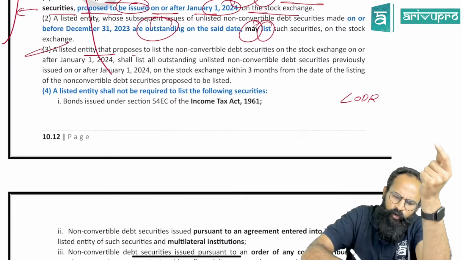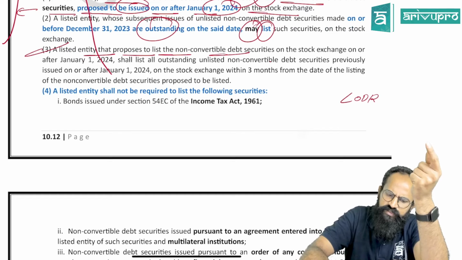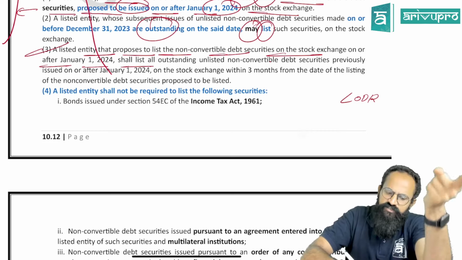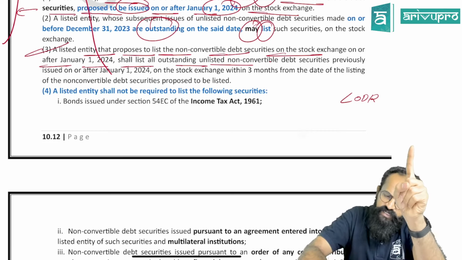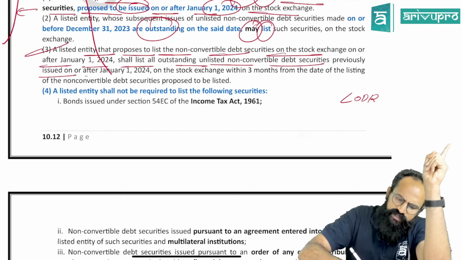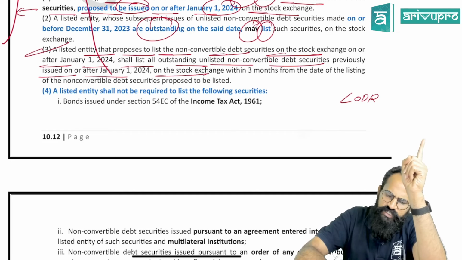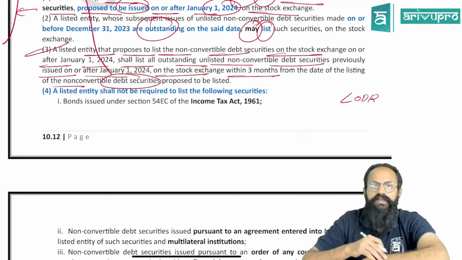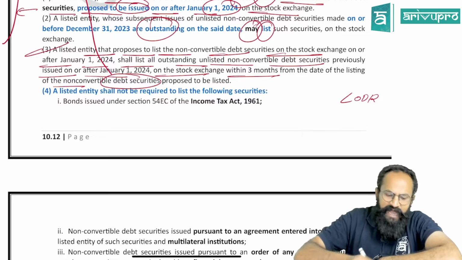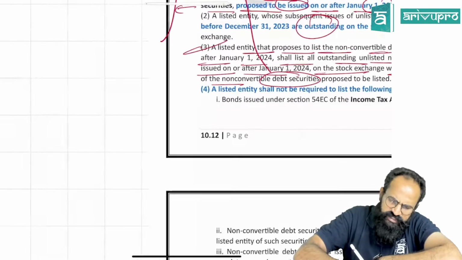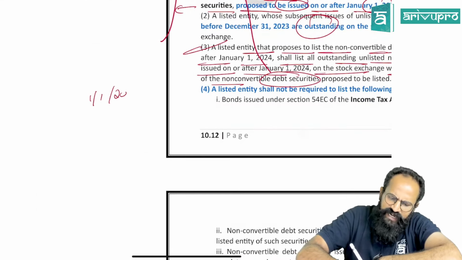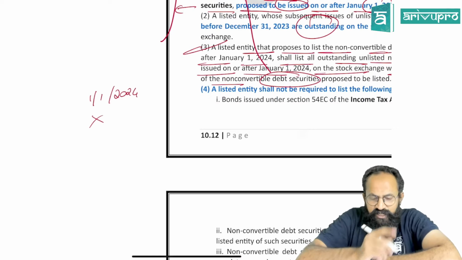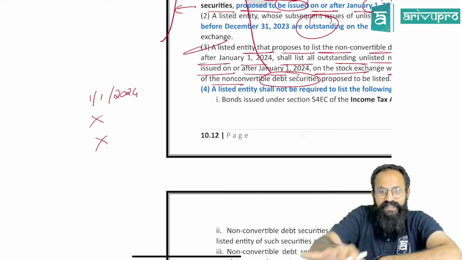A listed entity that proposes to list the non-convertible debt securities on the stock exchange on or after Jan 1st, 2024 shall list all outstanding unlisted non-convertible debt securities previously issued on or after Jan 1st, 2024 on the stock exchange within 3 months from the date of listing of the non-convertible debt securities. Meaning what, sir? Let us imagine as on January 1st 2024 we had some non-convertible securities. Is it listed? No. Are we doing a new issue? No. It is already existing.